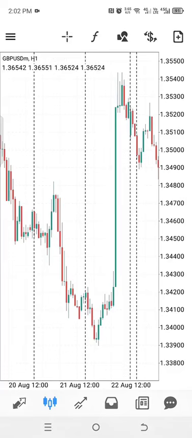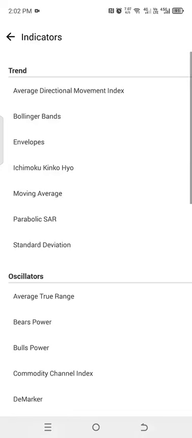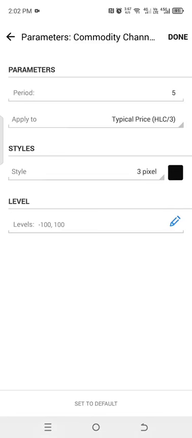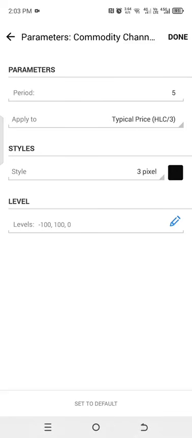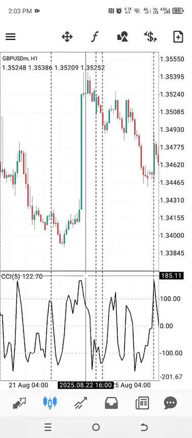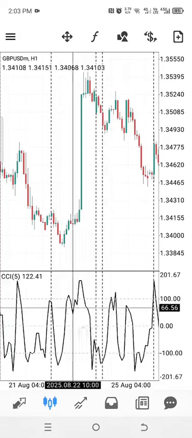The first thing we're going to be working with is an indicator like the commodity channel index. So let's add that to the chart. We're going to be working with period 5 applied to typical price, HLC3, and using a style of 3 pixel. Then we're having levels minus 100, 100 and 0. Click on done and that is it. So this is the CCI indicator on the chart, commodity channel index.